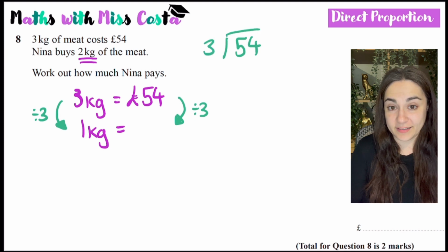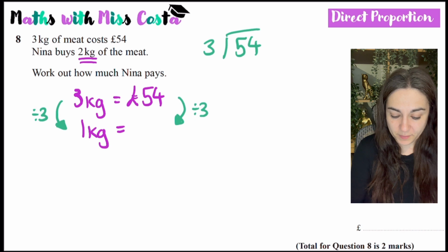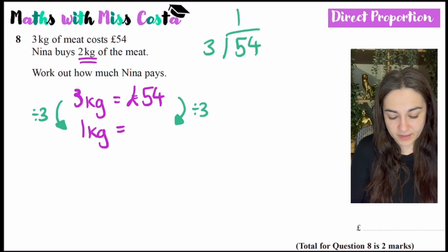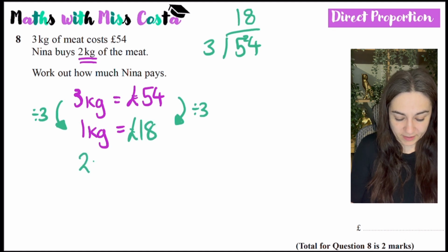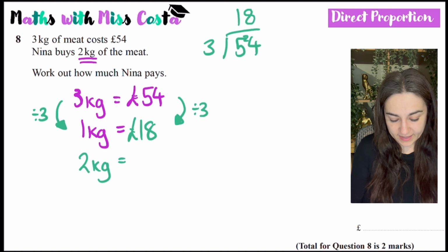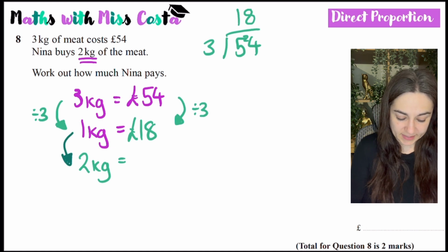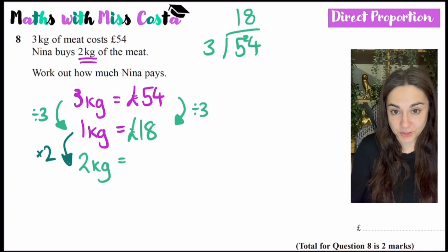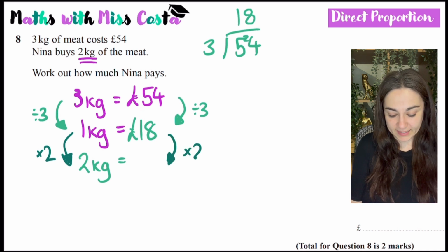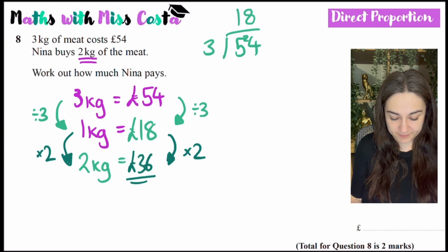And this is a non-calculator paper, so I can use the bus stop method. So how many 3s go into 5? That's once, remainder 2. And then how many 3s go into 24? That's 8. So 1 kilogram is £18. And if I know what 1 kilogram is, I can then use that to figure out what 2 kilograms must be. So what do I do to get from 1 to 2? I'm multiplying because 2 kilograms is 2 lots of 1 kilogram. So I have to do the same to the other side. And I end up with 36 pounds.